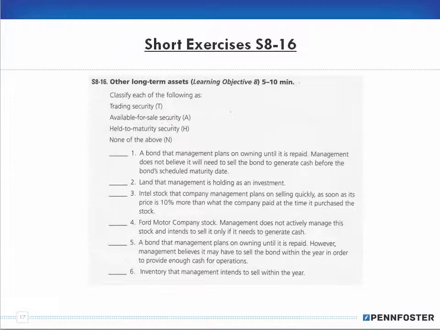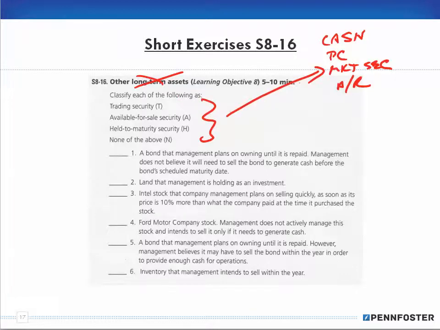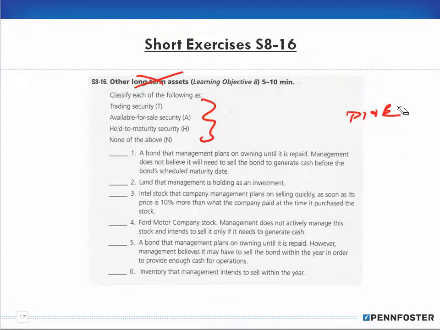I call them other assets, because why? On your chart of accounts or on your balance sheet, you'll have cash, petty cash, and then marketable securities next, before accounts receivable. So these would be considered another asset, as a marketable security. Long-term assets would come after, like property, plant, and equipment, and that would include things like land. So go back and watch the theory videos on that.